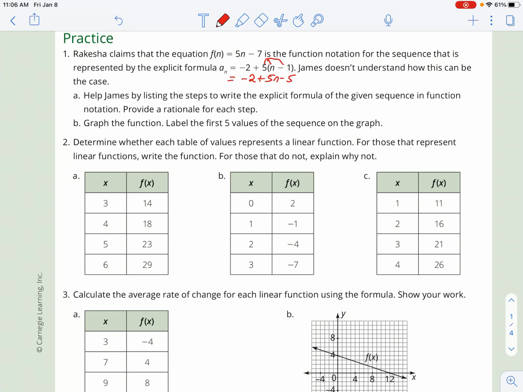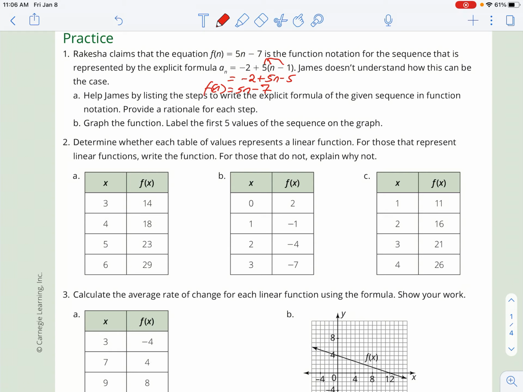And then from there, the 5n, there's no like terms to bring with it, so that just comes on up front. But then negative 2 and negative 5 are like terms. They don't have a variable with it. So negative 2 and a negative 5 combine to give me negative 7. So that is how that is transforming into what Rakisha said.